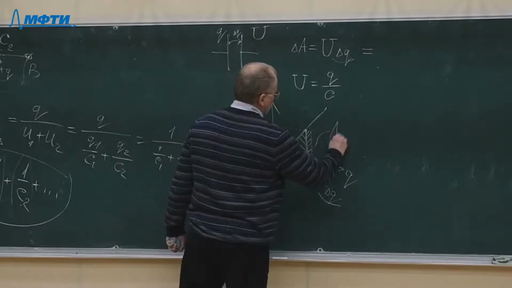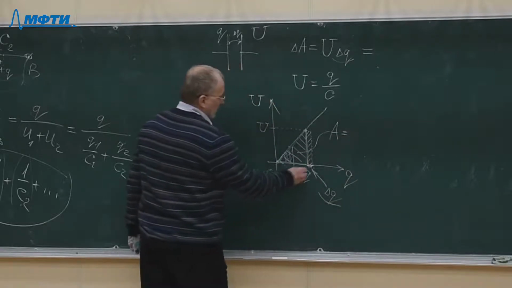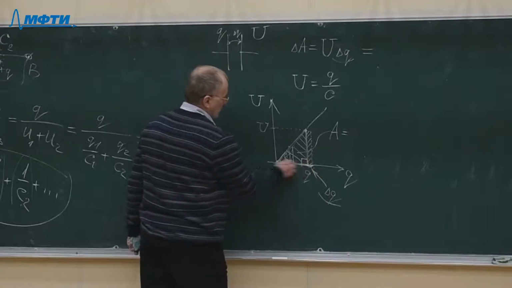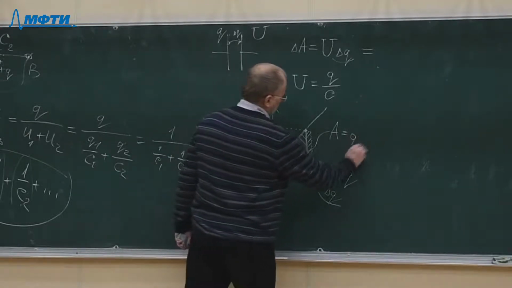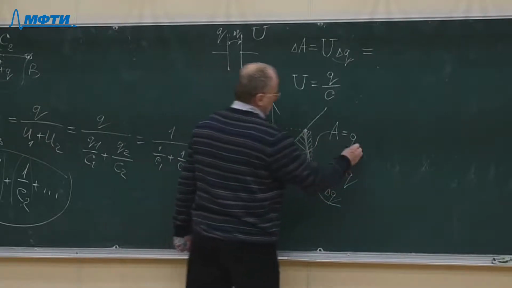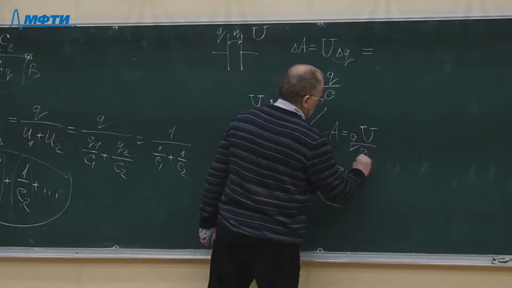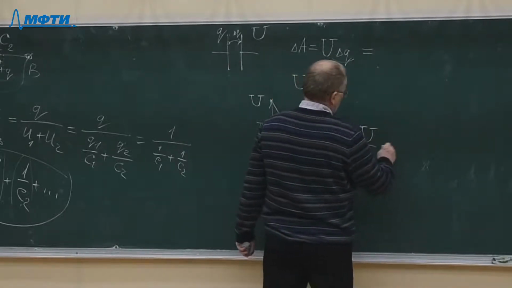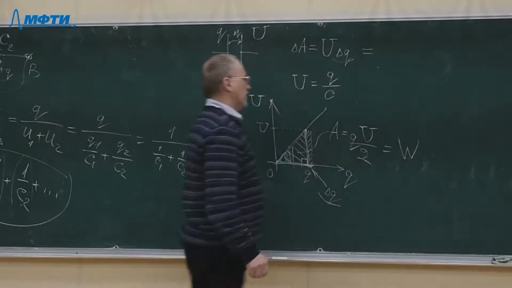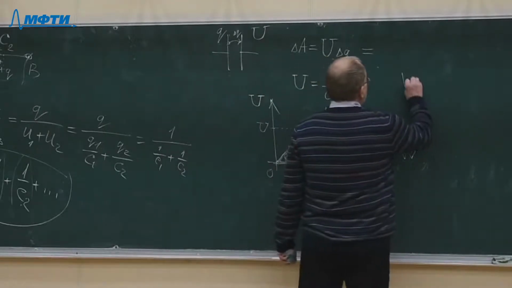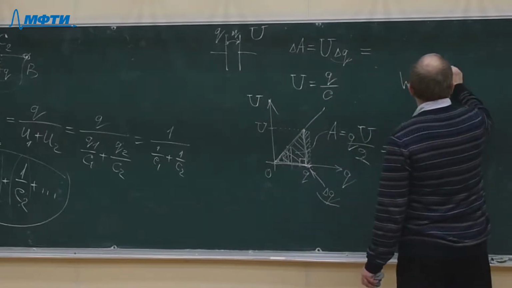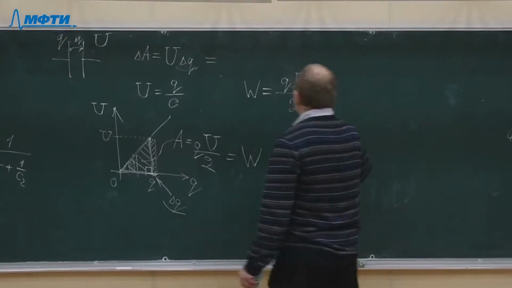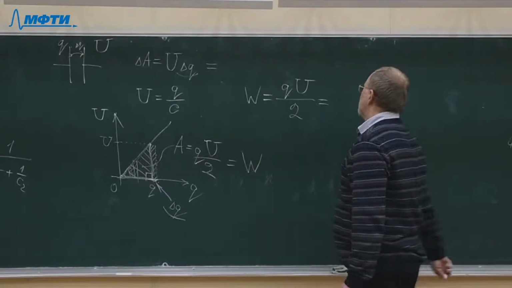And the area of this triangle can easily be calculated because this is a right triangle, this angle is 90 degrees, and we have to take one leg of the triangle, which is Q, multiplied by another leg, which is U, and divide by 2. So that will be the energy stored in the charged capacitor. I will put it in some other ways. So the energy is charge multiplied by potential difference over 2, the energy stored in the capacitor.